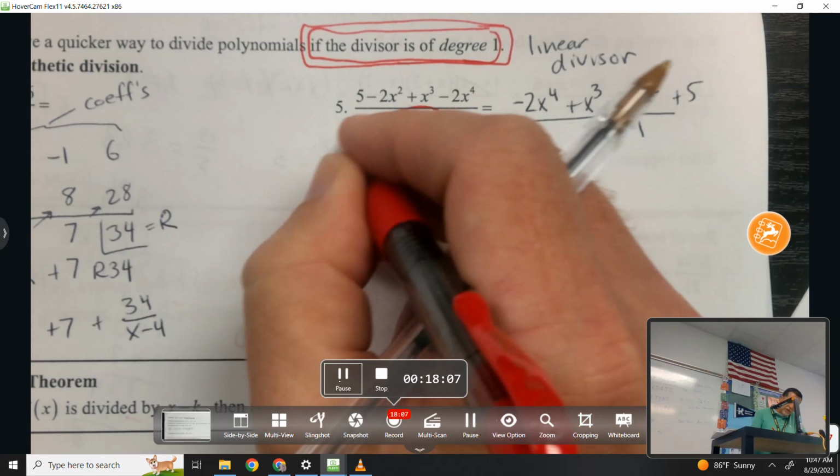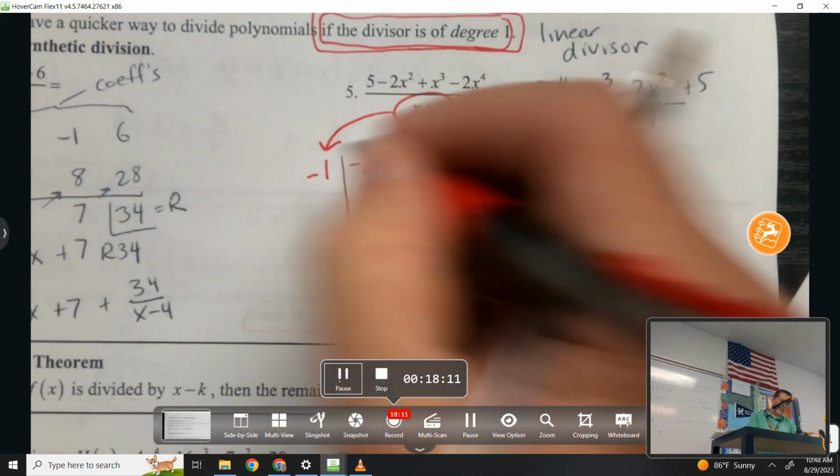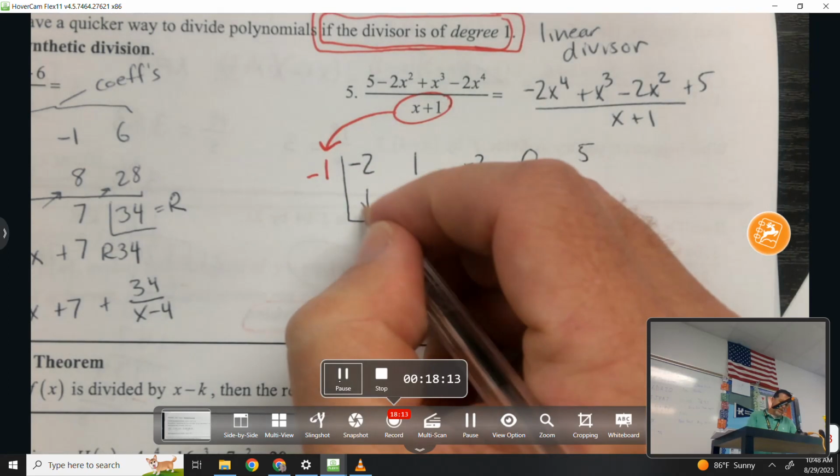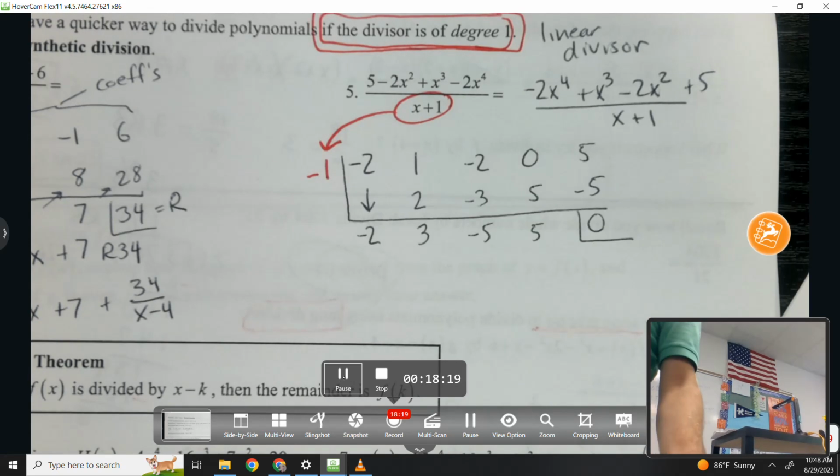What number are we dividing with? Negative 1. Copy down. Multiply, add, multiply, add, multiply, add. What's it mean that we got a 0 at the end? No remainder.